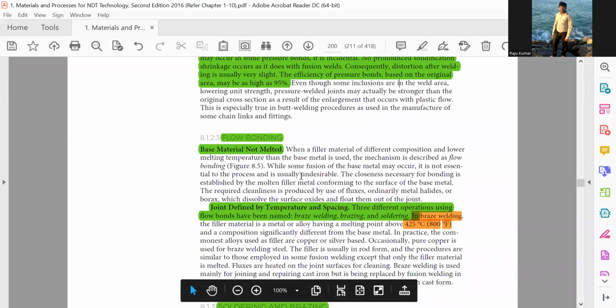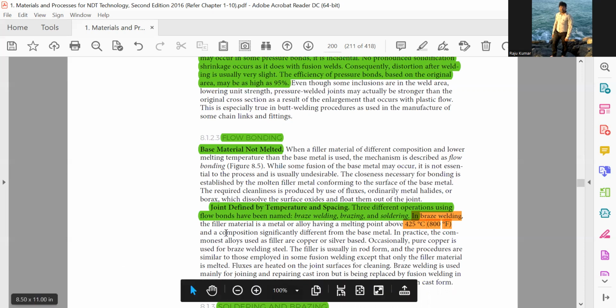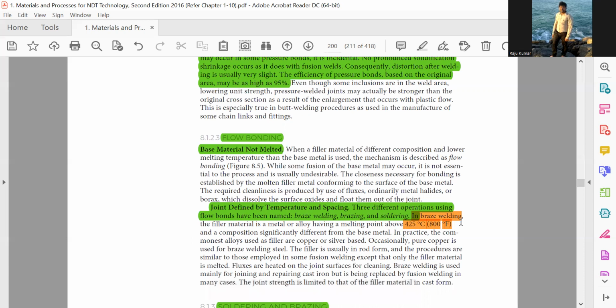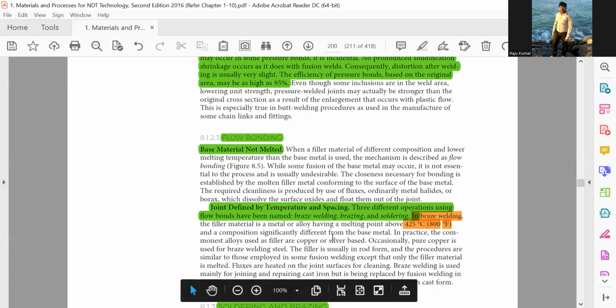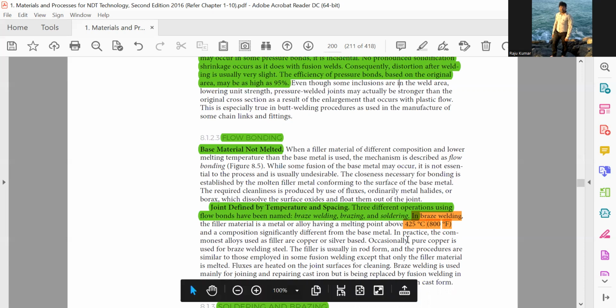Flow bonding, base material not melted. Joint defined by temperature and spacing, three different operations using flow bonding are named brazed welding, brazing, and soldering. In brazed welding, the filler metal is a metal or alloy having a melting point above 425 degrees centigrade and composition significantly different from the base metal. So it is used for that. In practice, the component alloys used as such filler are copper and silver based. Occasionally, pure copper is used for brazed welding of steel.